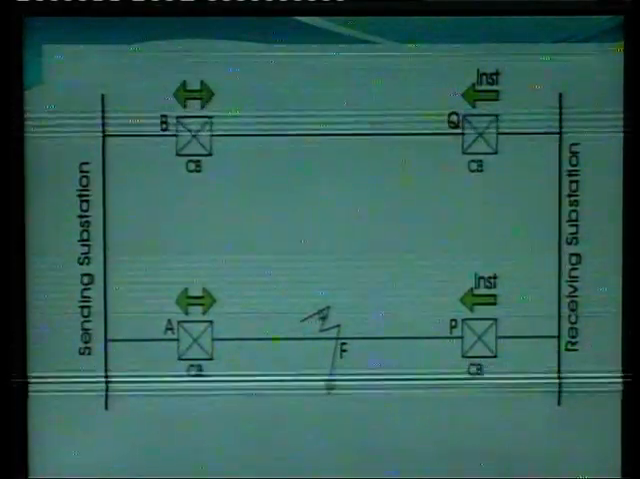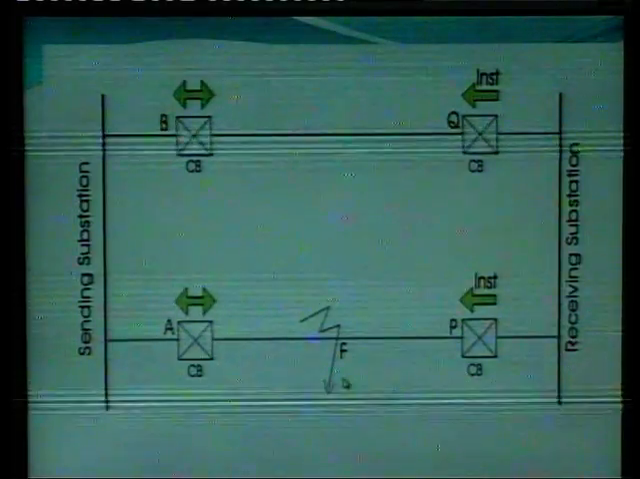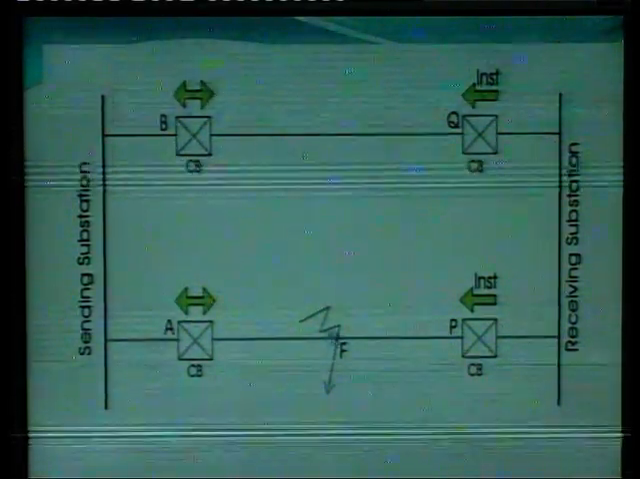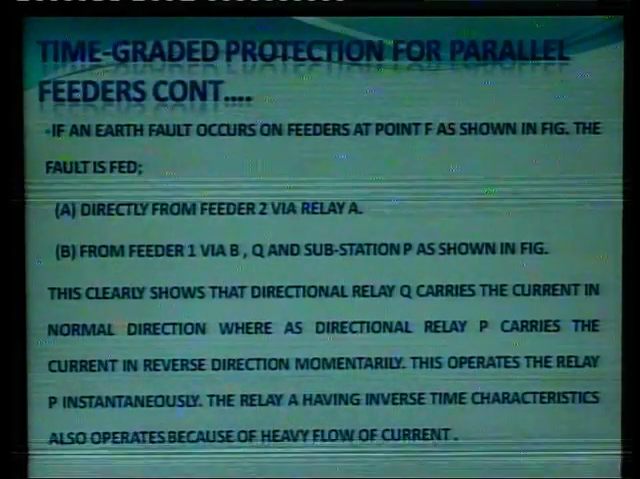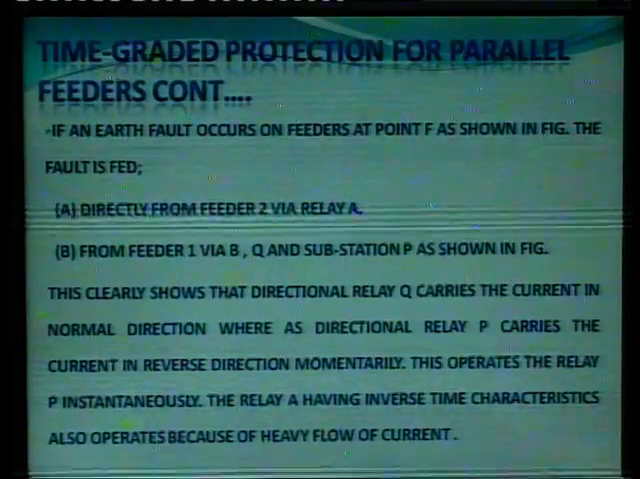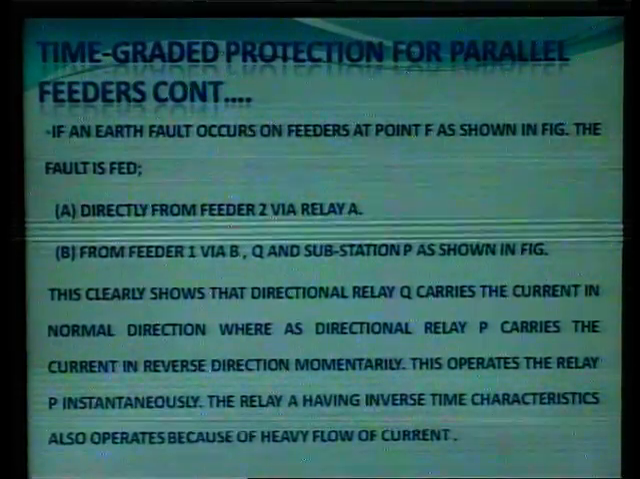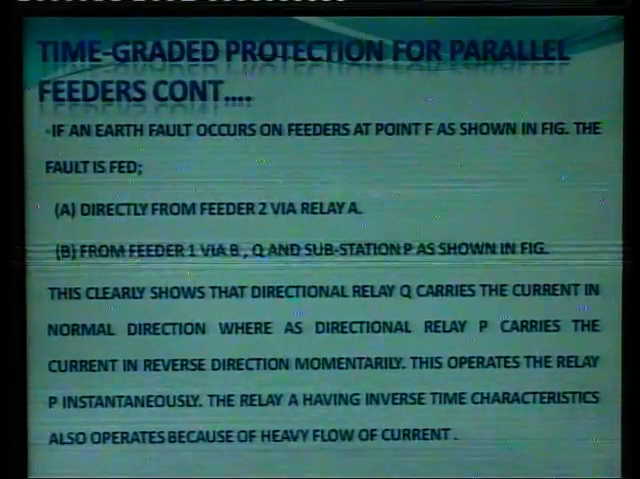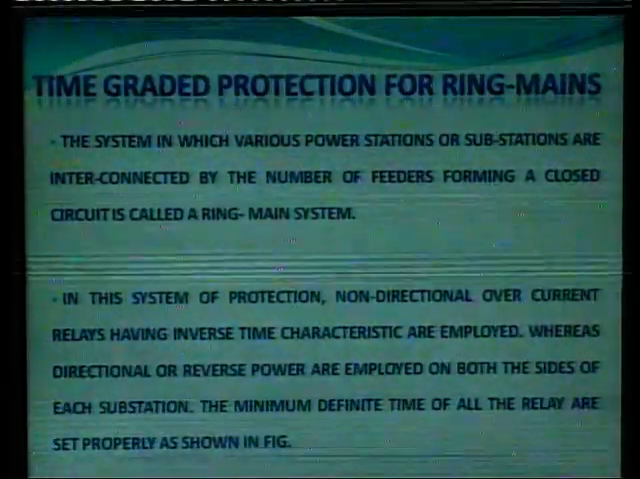Now see, if a fault occurs on this feeder 2, what will happen? If an earth fault occurs on the feeders at point F as shown in the figure, the fault is fed by two ways.